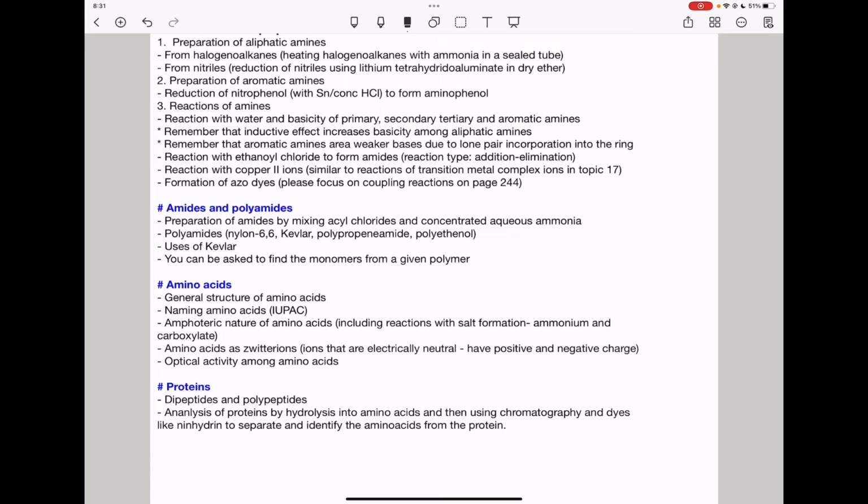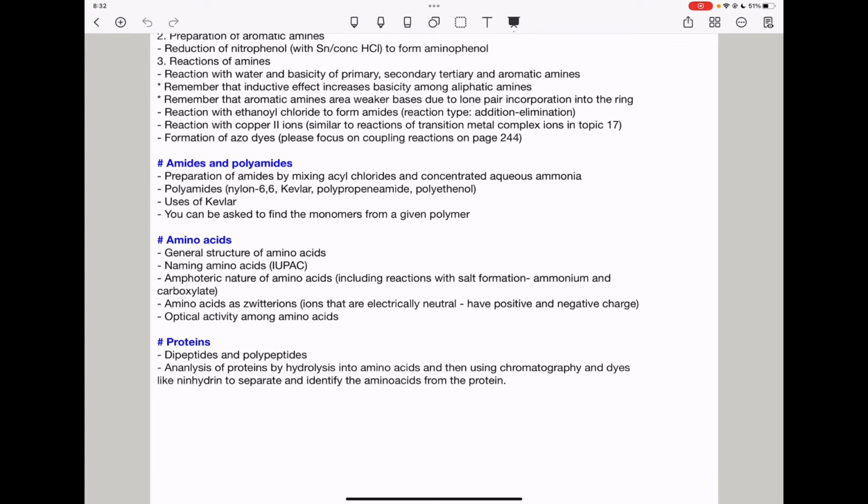When we look at proteins, make sure you know how to draw a dipeptide. I don't think they'll ask you to draw polypeptides, but ensure you fully understand combining two amino acids to produce a dipeptide. Ensure you fully understand the analysis of proteins by hydrolysis into amino acids, and then using chromatography to identify the amino acids in the presence of dyes like ninhydrin. Ensure you fully understand chromatography, identification of proteins by hydrolyzing specific proteins to produce amino acids that can be separated and identified using their Rf factor.